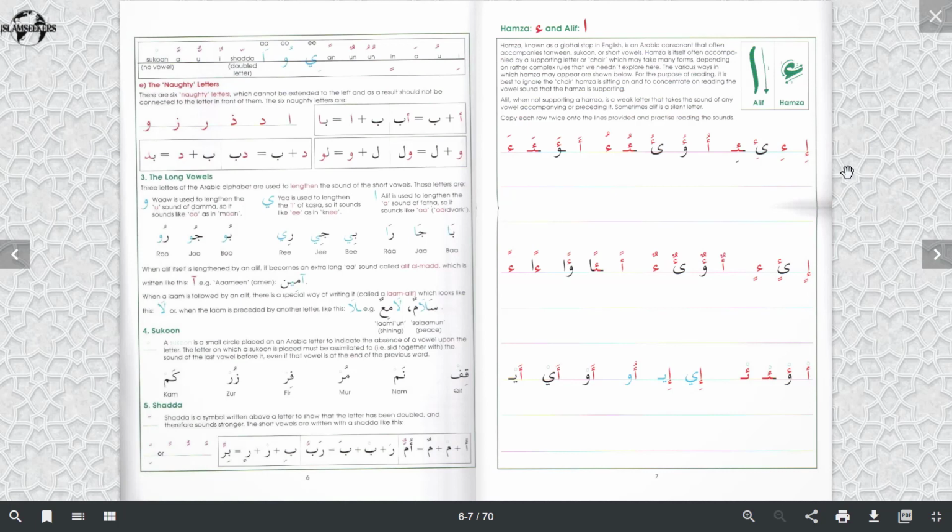For the purpose of reading, it is best to ignore the chair Hamza is sitting on and to concentrate on reading the vowel sound that the Hamza is supporting. Alif, on its own, is a weak letter that takes the sound of any vowel accompanying or preceding it. Listen to each line of Arabic as it is read from right to left. Line 1. Hamza with the short vowels.